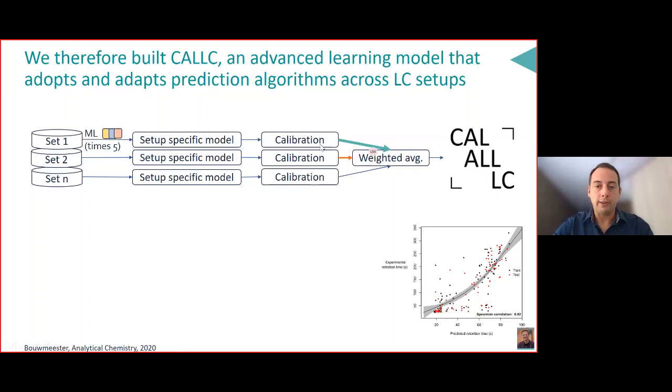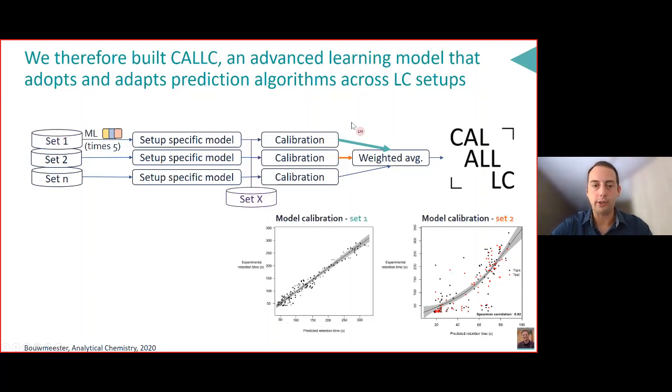So what we have done is we've built a system called CalLC, for calculate all LCs, where we can train based on different data sets on different setups with multiple machine learning models for each of these sets to set up combinations. And then when we want to predict for a new setup, we can calibrate each of these models to the new setup. And then we can see how well the new setup corresponds to the prediction. So how does the calibration work? For set X here, we can see that the model calibration on, say, set 1 is actually pretty good. It seems rather linear. For set 2, the calibration is much more complex and the errors are much worse.